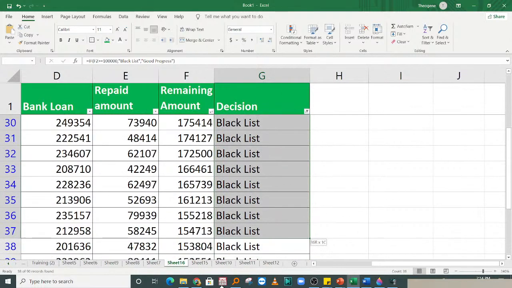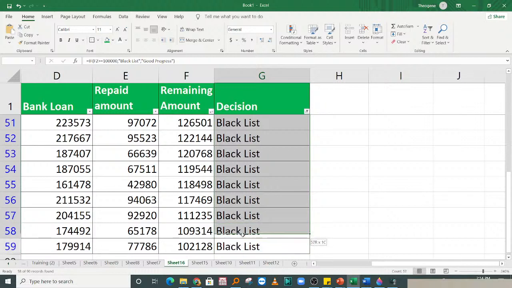So if, for example, your manager, your head of department asks for the list of staff who should be blacklisted because they still have a huge amount to be repaid, you can send this list to him, print it out, and hang it on the notice board, for people to see their names appearing on the list of people who have a huge amount to repay. Okay, so I hope this is clear.